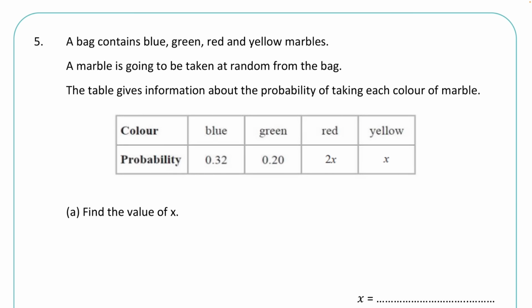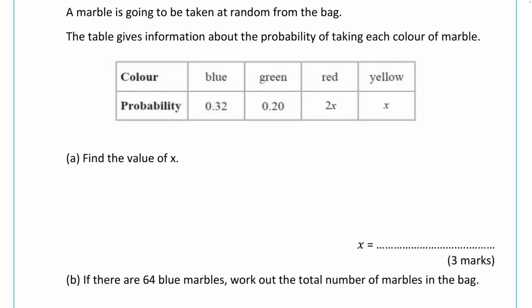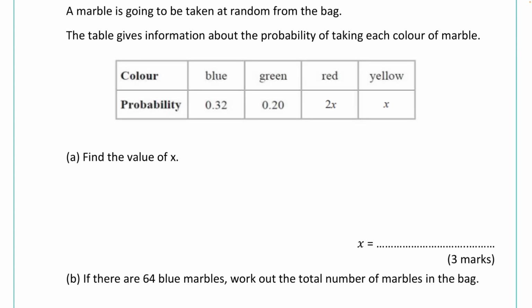Question 4 is looking at probability from a table. So it says a bag contains blue, green, red and yellow and a marble is going to be taken at random from the bag, and the table gives us the information. This particular table gives us some algebra for red and for yellow. It says red is 2x and yellow is 1x, which means that red is twice the probability of yellow. However, it does just say to find the value of x here.